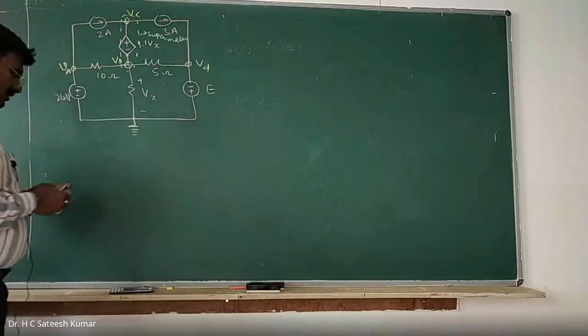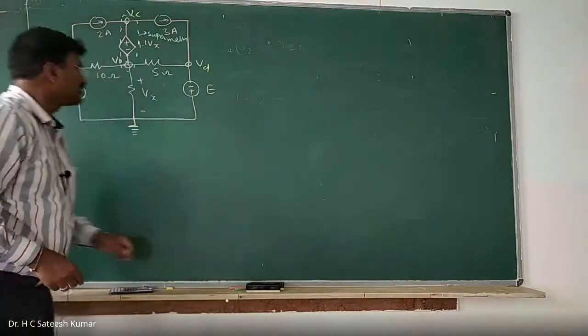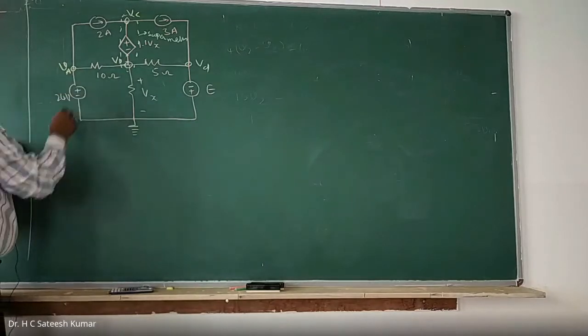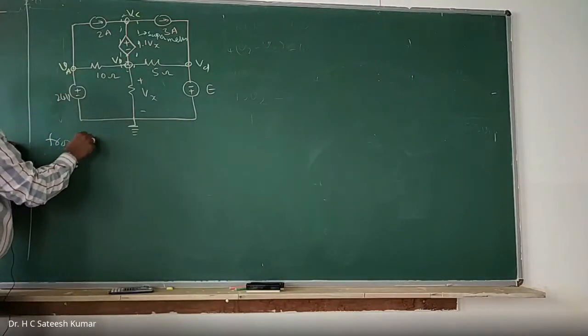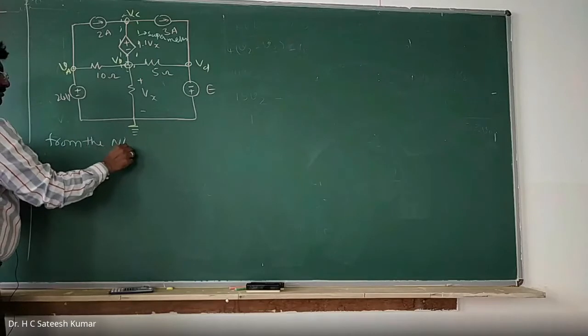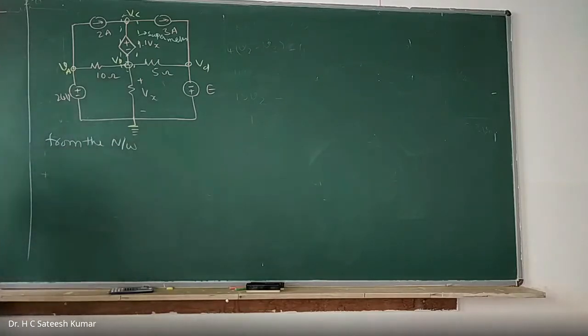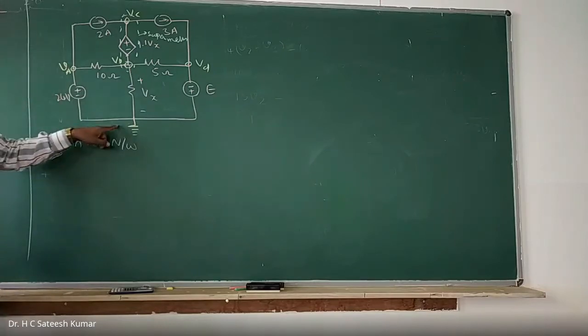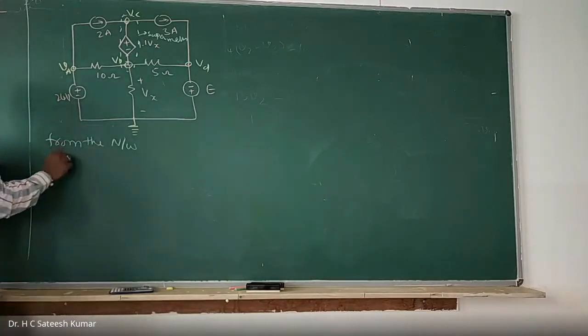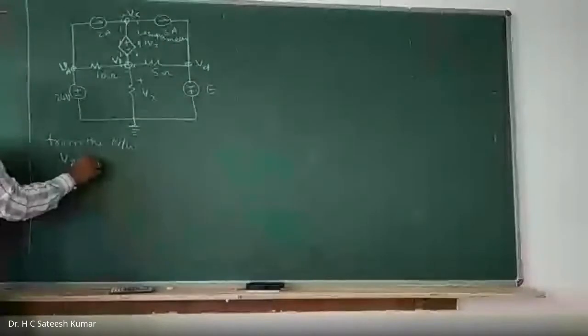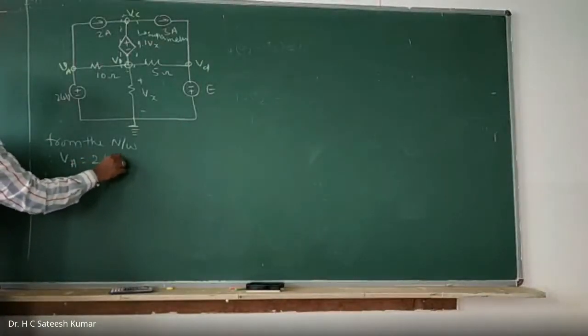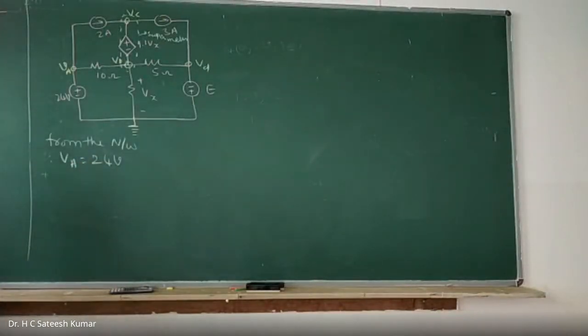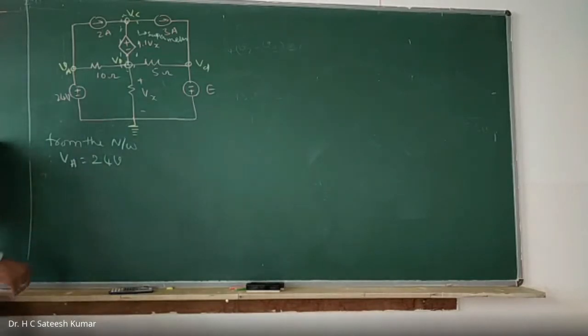Okay, right. If that is a supermesh, then from the network we can directly get VA, because between VA and the ground node we have a voltage source without any series resistance. Therefore VA is equal to 24 volts. What about VB?